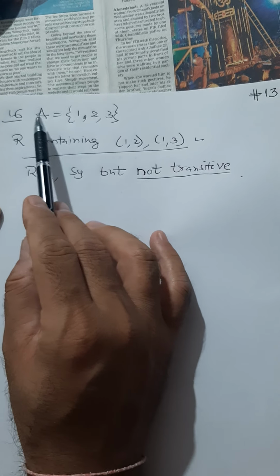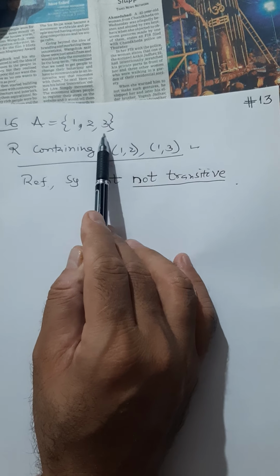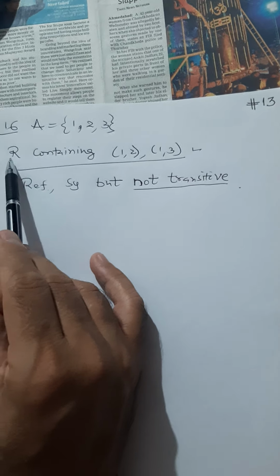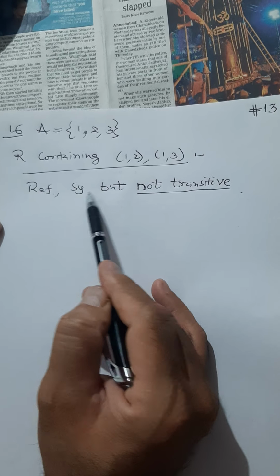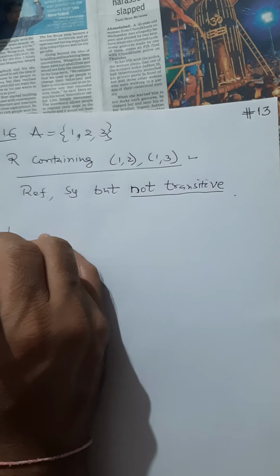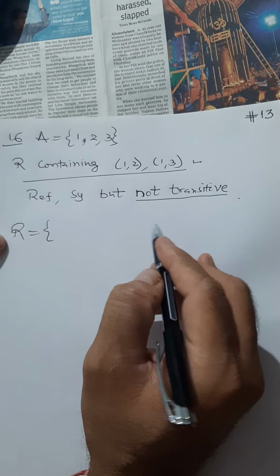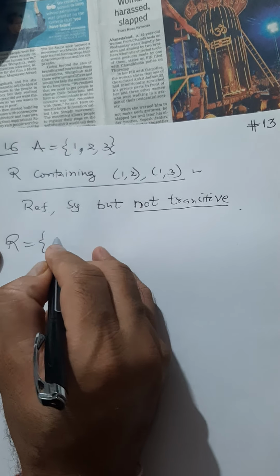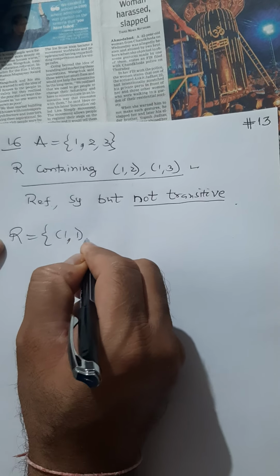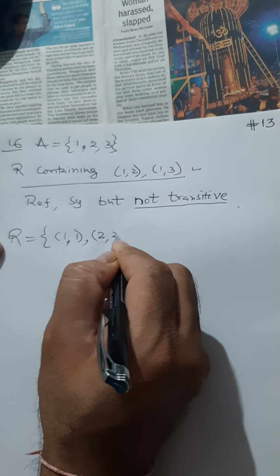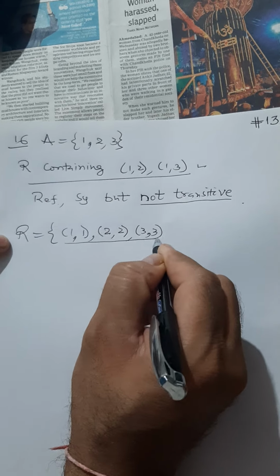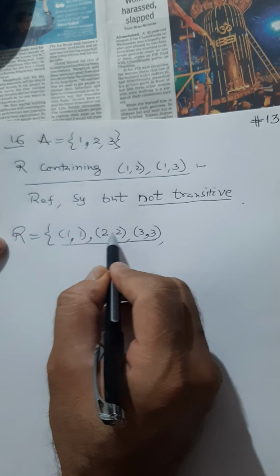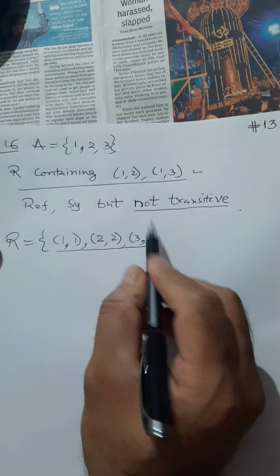Next question is, you are given a set here. Find the number of relations containing these two ordered pairs, which is reflexive, symmetric, but not transitive. So I'll try to construct a relation R here, which should be reflexive. So all three ordered pairs should be there: (1,1), (2,2), and (3,3). This guarantees that it is reflexive. 1 related to 1, 2 related to 2, 3 related to 3.